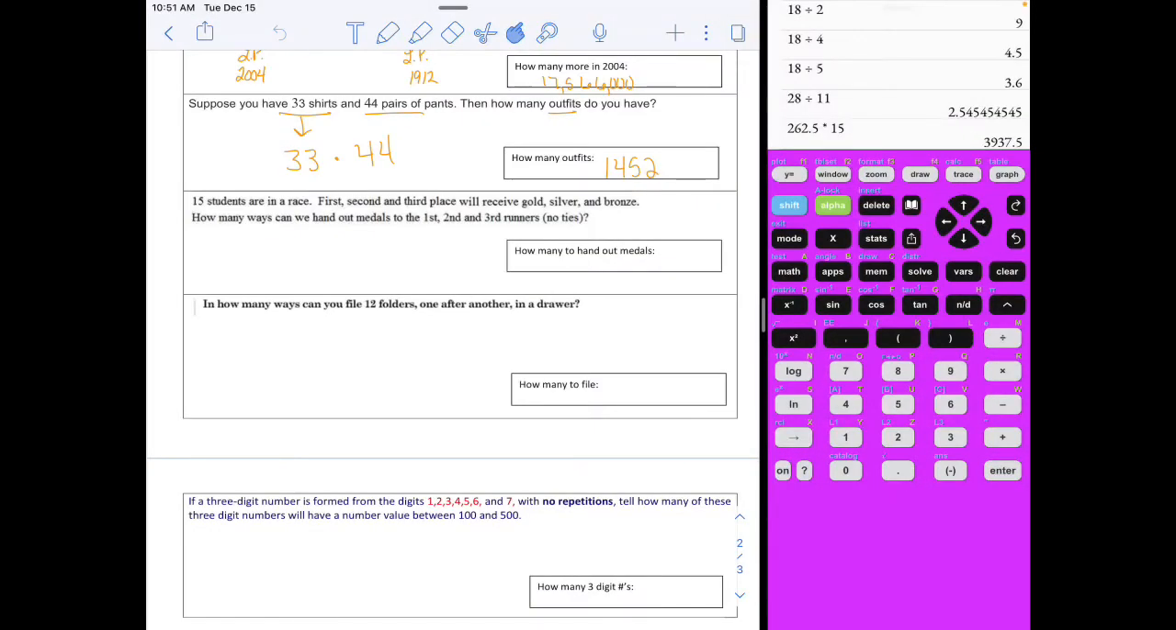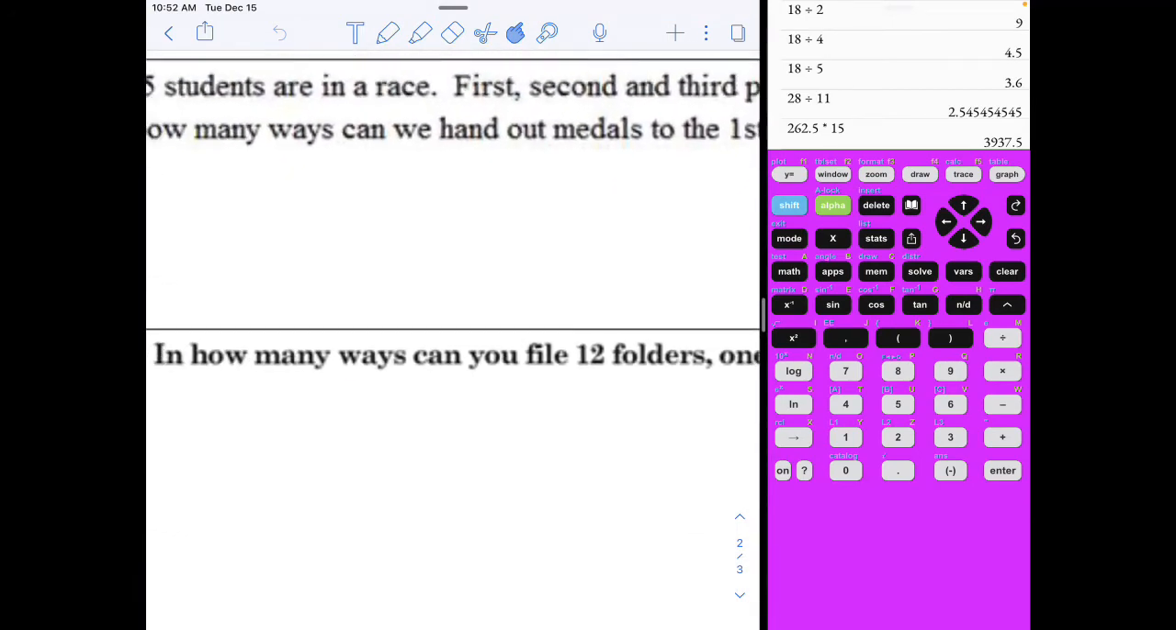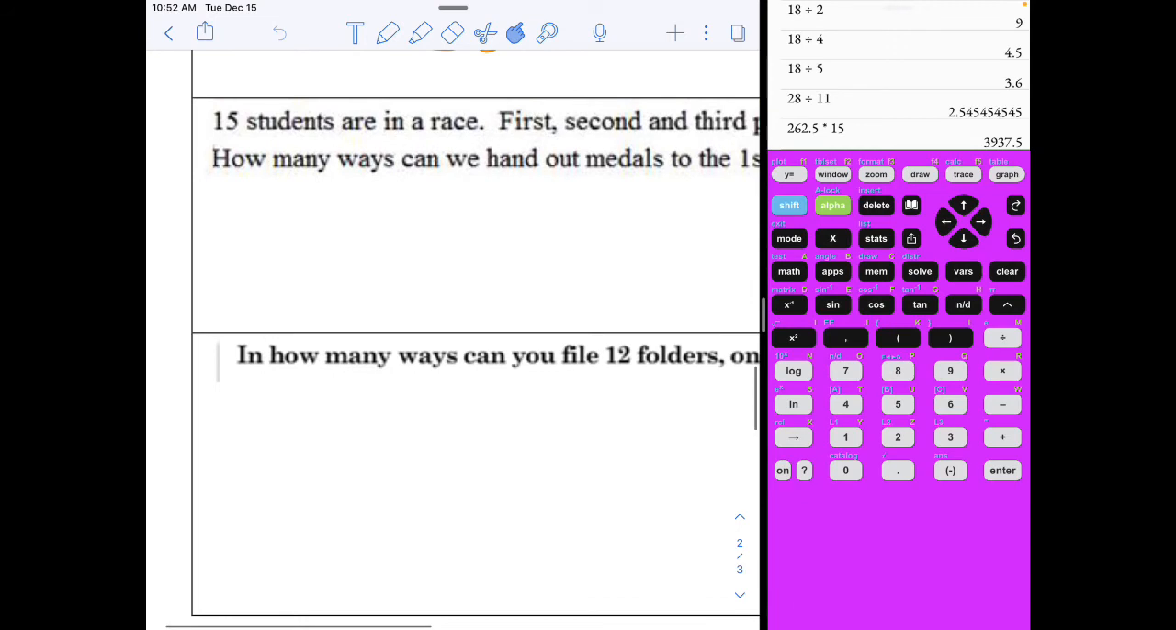In our next problem, we have 15 students that are in a race. First, second, and third places will receive gold, silver, and bronze. How many ways can we hand out the medals to the first, second, and third runners? And there's no ties. So somebody will get gold, somebody will get silver. This is very similar to a password, where there's a specific order and each particular spot is very important.